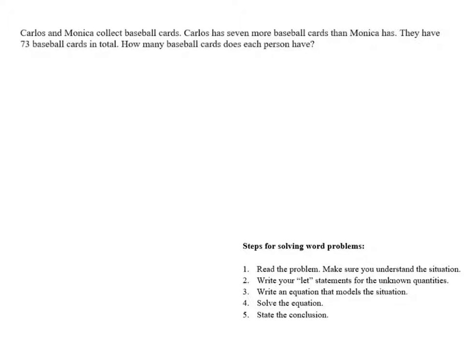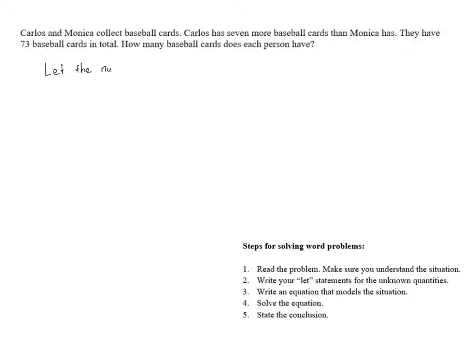Now, if you look, we're trying to figure out Carlos's baseball cards and Monica's, and they tell us something about Carlos. Carlos has 7 more baseball cards than Monica has. They tell us something about Carlos's cards based off of Monica's cards. And we know nothing about Monica's cards. So because Monica's cards are the thing that we know nothing about, that is going to be our variable. We're going to let the number of cards Monica has be X.